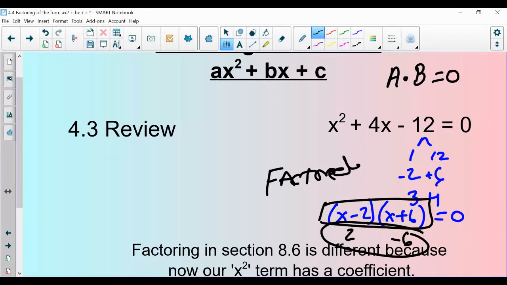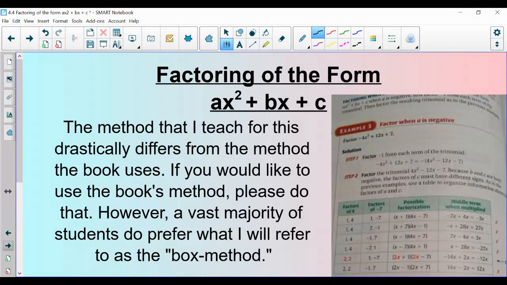This is a really nice method because it's short and it doesn't take you very long. However, when there's a number in front of x squared, this no longer works, and we're going to have to use something that is both more challenging and more time consuming. The way that I teach it is called the box method, but the textbook does use this table method.